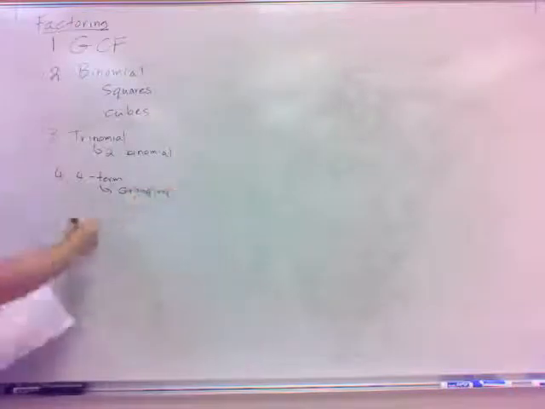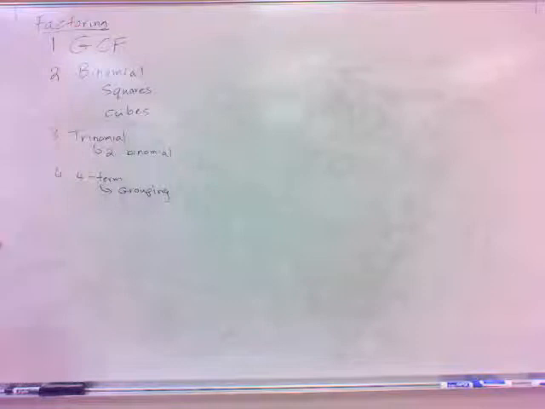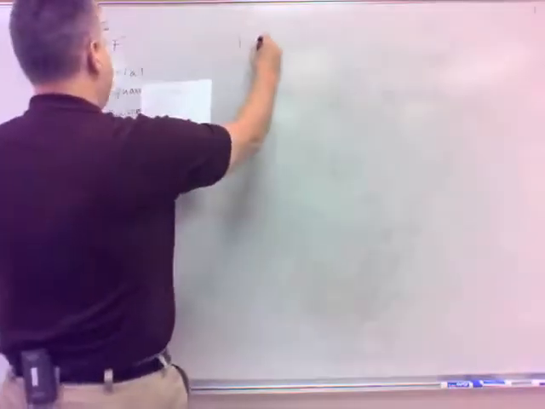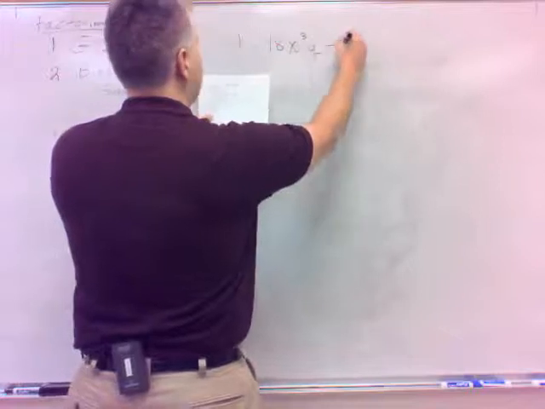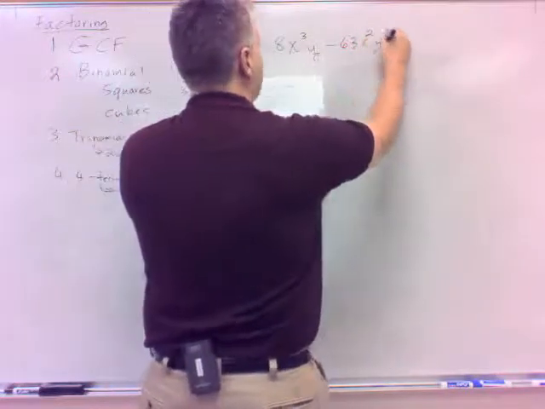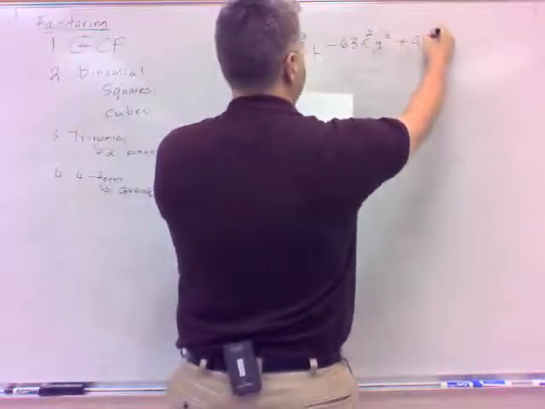Okay, so we hadn't really laid it all out like this. Here is just kind of a rundown of all the factoring we did. Binomials, you know what to do, trinomials, and that's what we did. Okay? All right, so I've got 12 little examples here. So number one, 18x cubed y minus 63x squared y cubed plus 9x squared y.